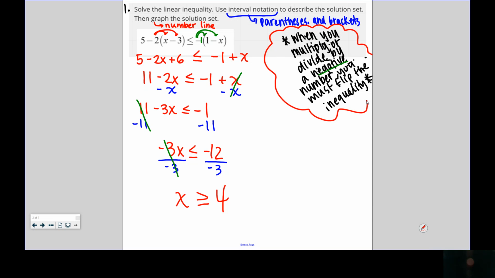I like to do that in the opposite order, so I like to graph it first and then do the interval notation. I think that the little number line helps you write the answer in interval notation. So draw yourself a little number line. Mark your relevant number here, it's 4.